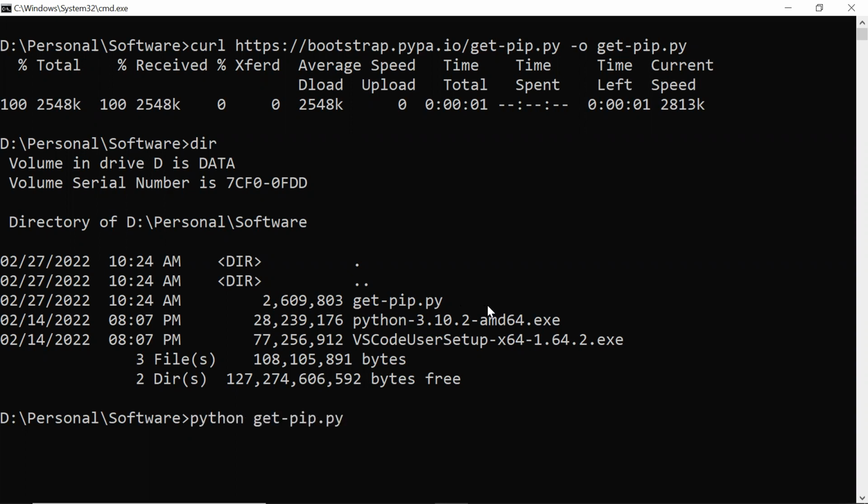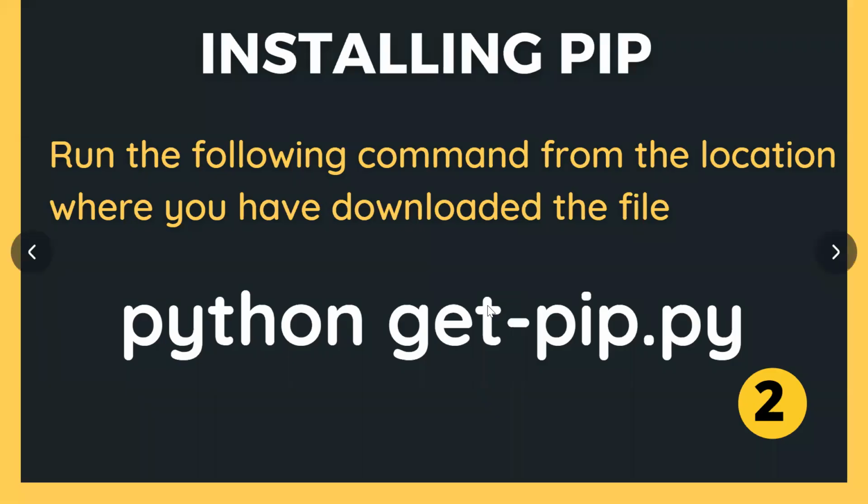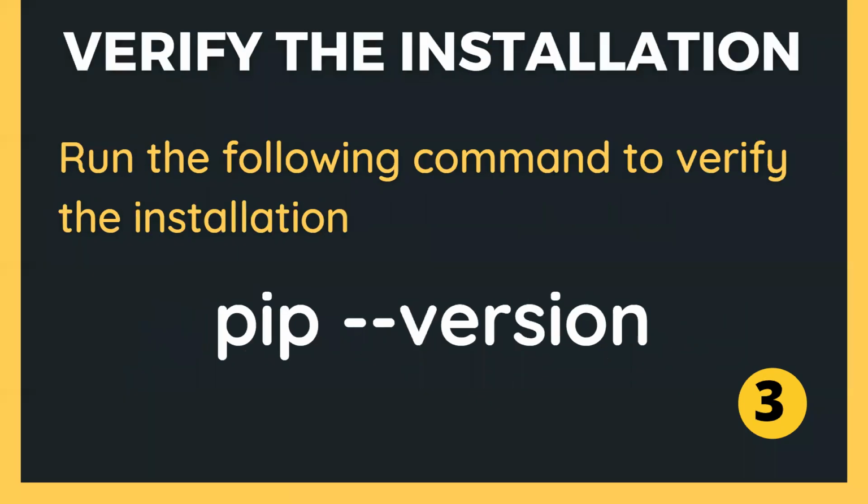I already installed pip in my system, that's why I'm not going to execute this file. You have to type python space get-pip.py, that is the file name. Once you run this command, pip will automatically be installed in your system. Once installed, to verify it, just execute this command: pip --version.